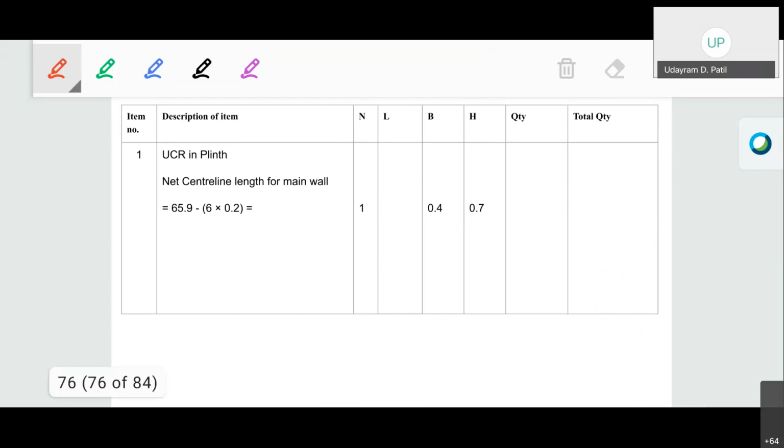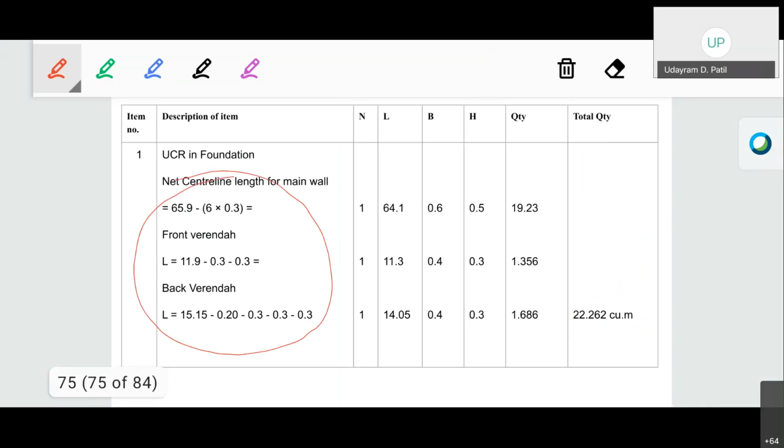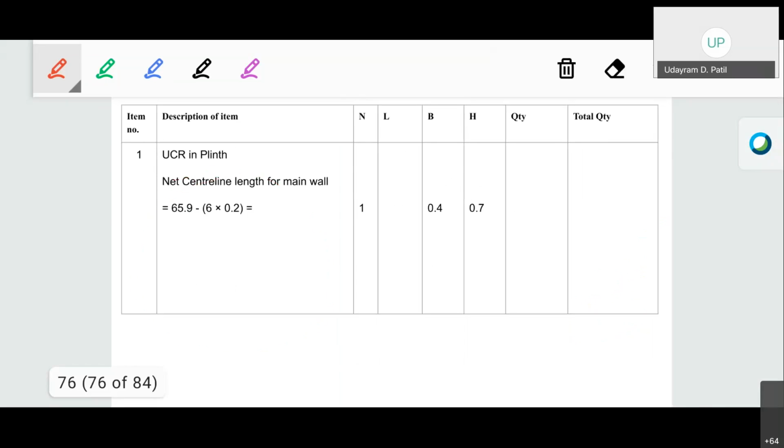So next, UCR in plinth. Again for the plinth, you have to follow a similar way, the same condition. Now the width of the UCR in the plain for the main wall is 0.4 meter and the height is 0.7 meter. So again, net center line length will be total center line length minus n, the number of T junctions, multiplied by the half width of the item, that is 0.2. So 65.9 minus 6 multiplied by 0.2 will give us the net center line length for the main wall.